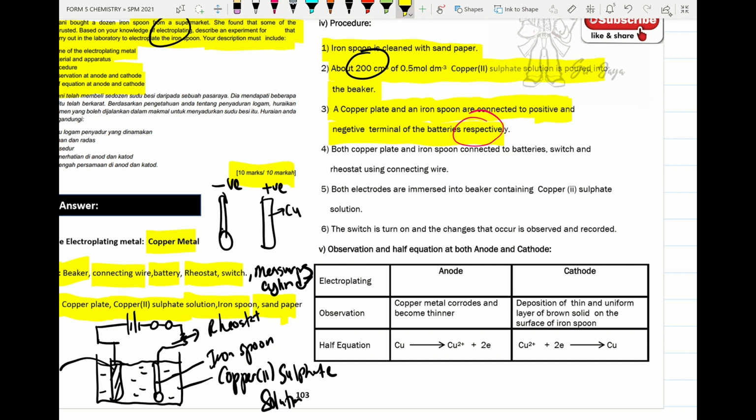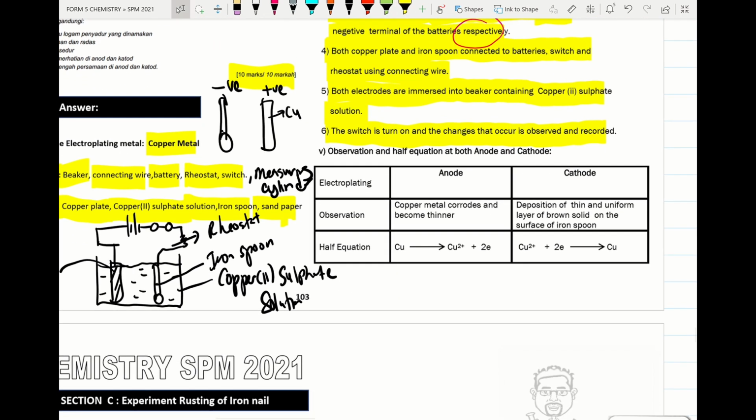Both the copper plate and iron spoon are connected to the battery, switch, and rheostat using connecting wire. Both electrodes are immersed into a beaker containing copper(II) sulfate solution. The switch is turned on, and the changes that occur are observed and recorded. Please remember here the copper plate used is active. The factor involved in this reaction will be factor 3.